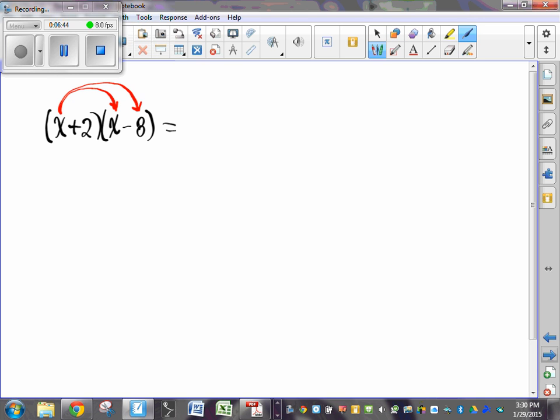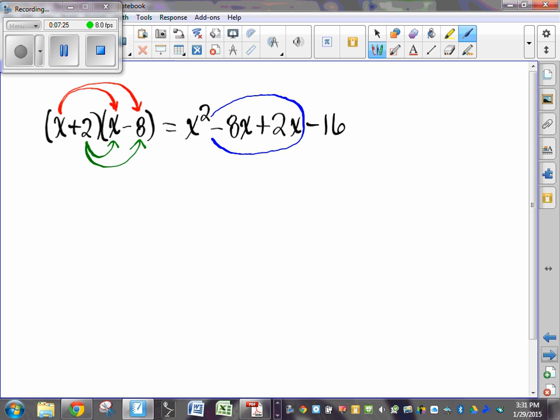Okay, so x times x, that's going to be x squared. And then we have x times negative 8, that's minus 8x. And then I'm going to do the same thing with the 2. I'm going to multiply the 2 times everything that is inside the second set of parentheses. So that's going to give me plus 2x. 2 times x is 2x. And then 2 times negative 8, that's going to give me minus 16. So I have x squared minus 8x plus 2x minus 16. Now what you may have noticed is that right here in the middle, I have some like terms, and I do need to combine those like terms to get to my final answer. x squared minus 6x minus 16.